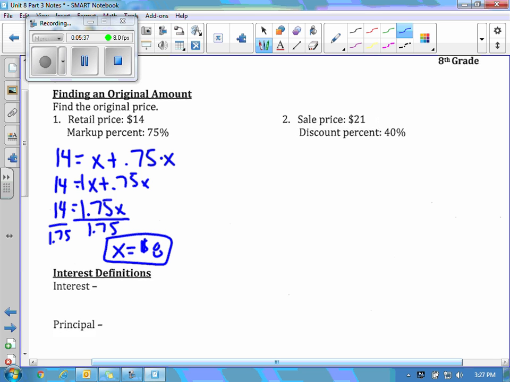Now, if you think about this, if I mark up the price against the retail price, my original should be less. All right, so as a markup, we're doing addition. I'm going to come over here.